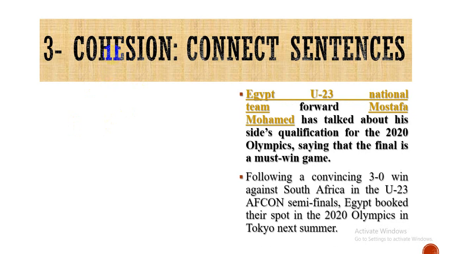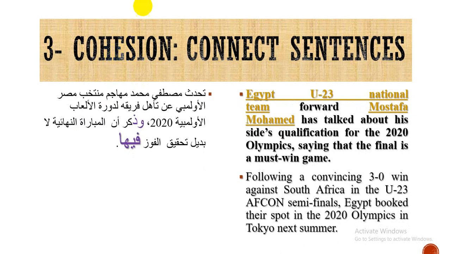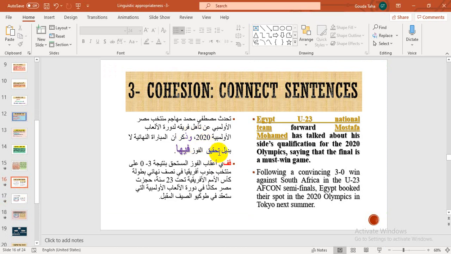and we translate it like this: Egypt U23 national team forward Mustafa Mohammed has talked about his side's qualification for the 2020 Olympics, saying that the final is a must-win game. So here تحدث مصطفى محمد مهاجم منتخب مصر الأولمبي عن تأهل فريقه لدورة الألعاب الأولمبية وذكر, here we have to add and وأن المباراة النهائية لا بديل عن تحقيق الفوز فيها.